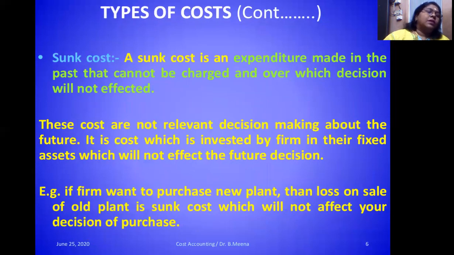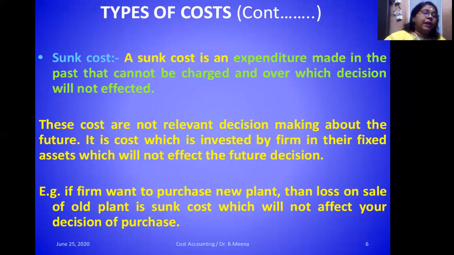Next is sunk cost. A sunk cost is an expenditure made in the past, but it is not relevant to future decisions. These are the costs based on decision making. It has occurred in the past, but it is not relevant for future decision making. That is called sunk cost. So look at the same example.